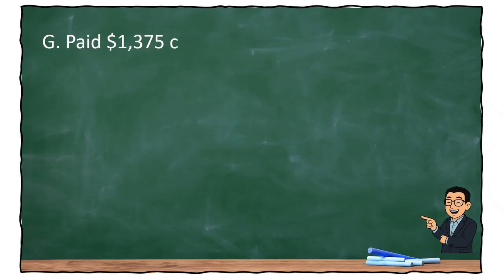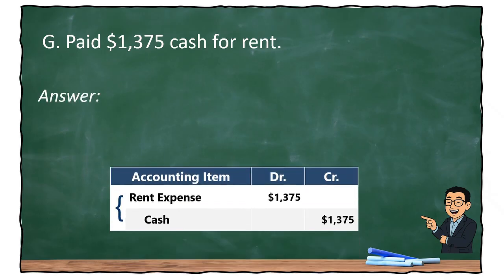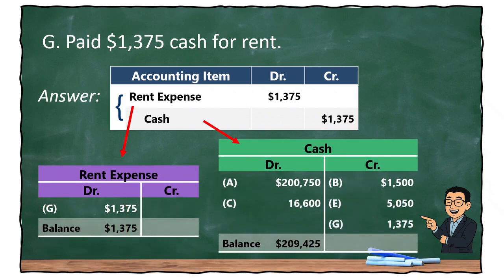In transaction G, the company paid $1,375 in cash for rent. This transaction increases the rent expense account, which is debited for $1,375, and decreases the cash account, which is credited for the same amount. The updated balance in rent expense is $1,375, and the cash account balance is now $209,425.